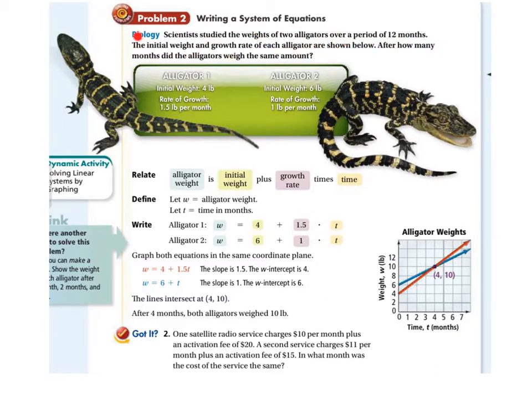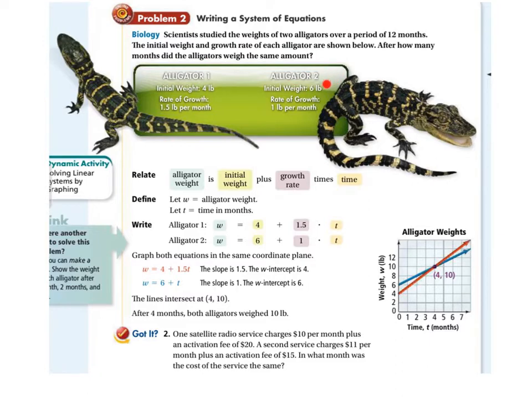Okay, so initial weight, that's going to be like the getting in the taxi fee or the cheese pizza fee, right? Growth rate, that's going to be the slope. So a lot of these are going to be like this, easy enough to write. So this one starts out at 4 pounds, right? So 4 pounds down here. And a growth rate of 1.5 per month. So guess what? Slope 1.5 times t, time in months.